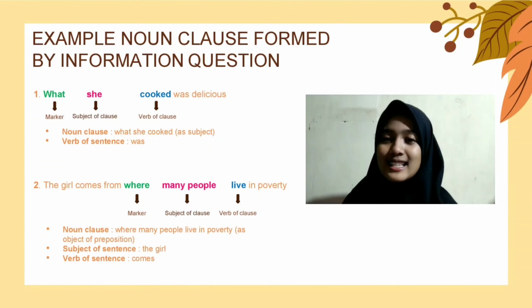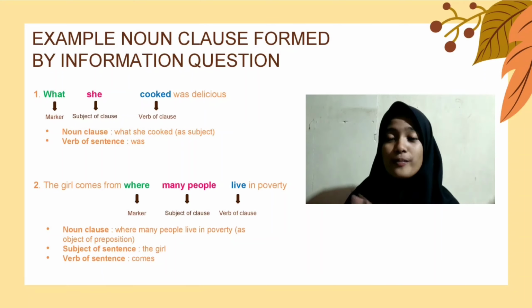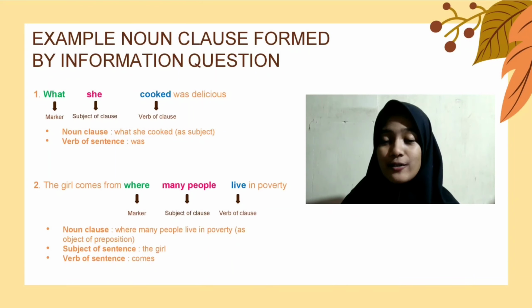The second example is a noun clause formed by an information question. Number 1. What she cooked was delicious. "What she cooked" is a noun clause, and the function is subject of sentence. "What" is the clause marker or question word. "She" is the subject of the clause, and "cooked" is the verb of the clause. "Was" is the verb of the sentence.